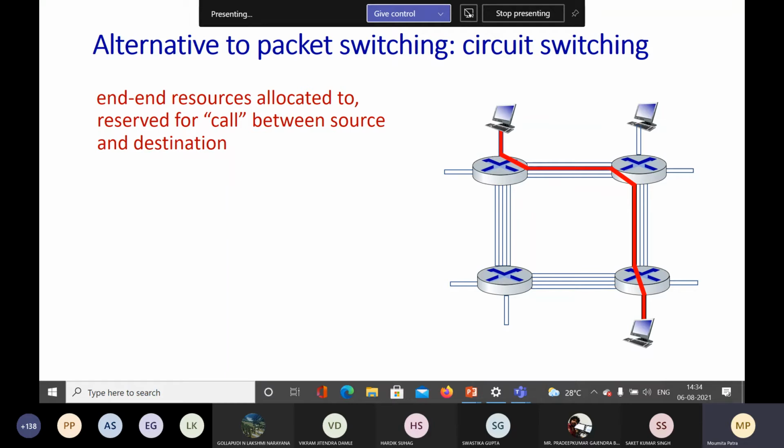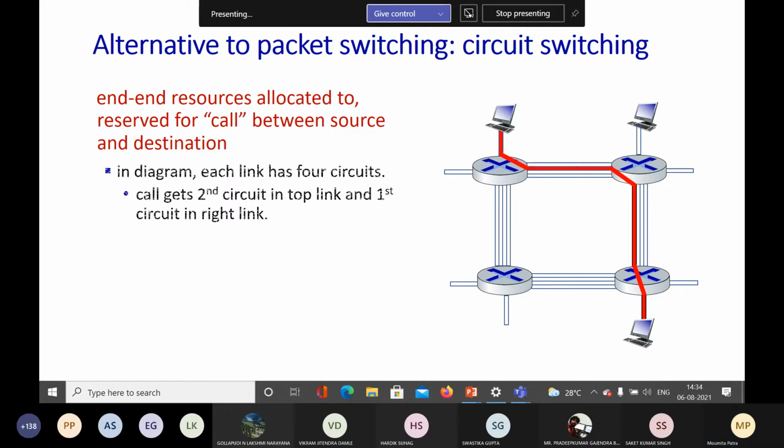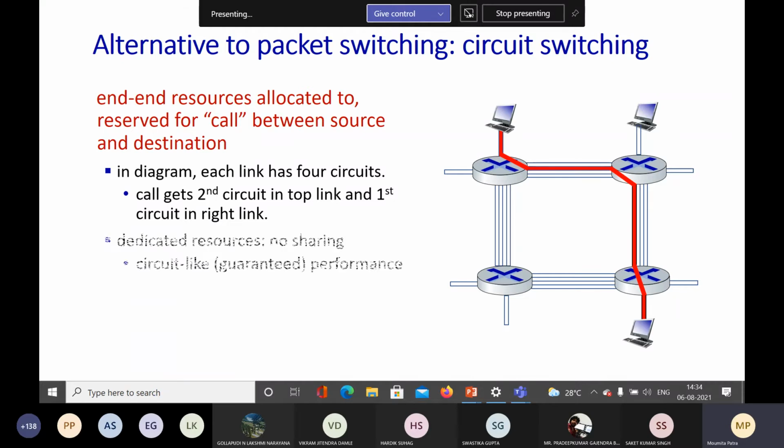So that all the data from the source can be sent directly to the destination without facing any contention from any other connected host. Okay. All right. This is just the explanation of this diagram. I think you can read it up when I give you the PPTs.